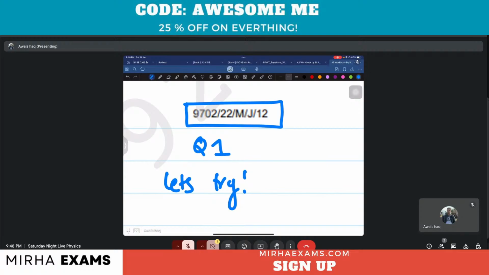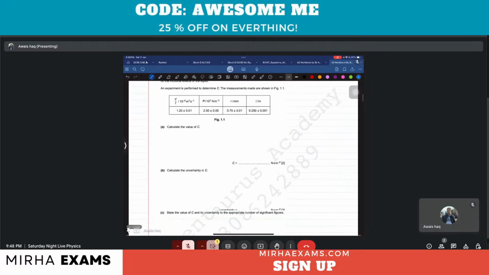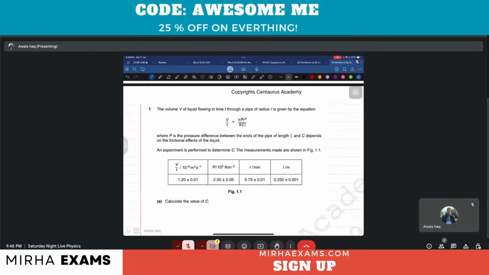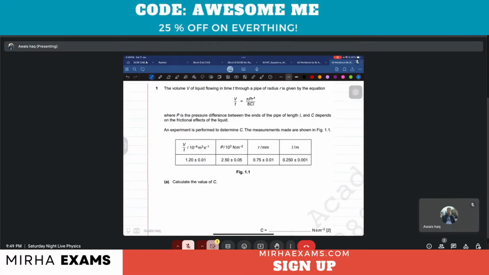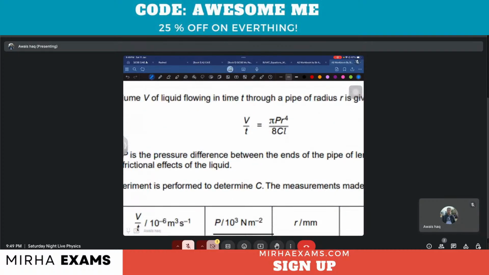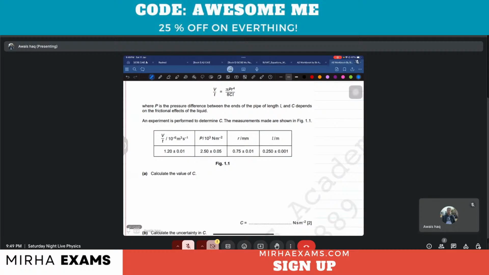All right, kids. So I hope you have tried to attempt it. Let's check the question out. This is a very famous question, and a lot of people have trouble with it. They've given you an equation, as you can see right here: V over t equals pi P r to the power 4 over 8 c l. And what they're saying is you want to find the value of c.